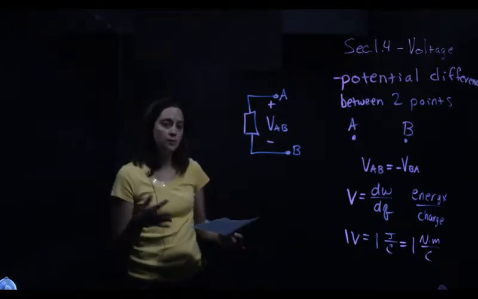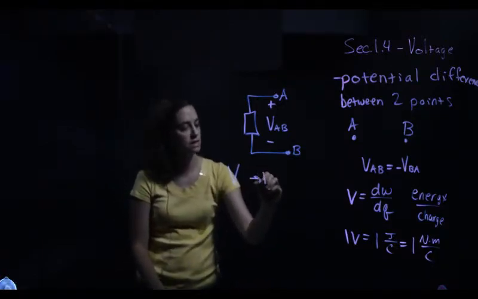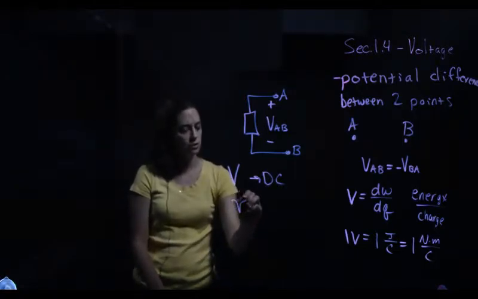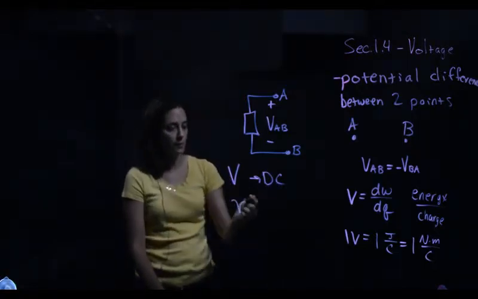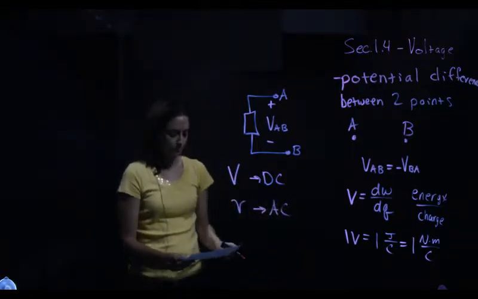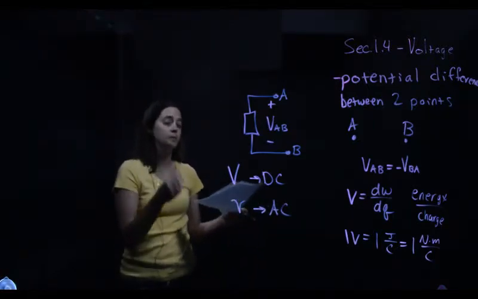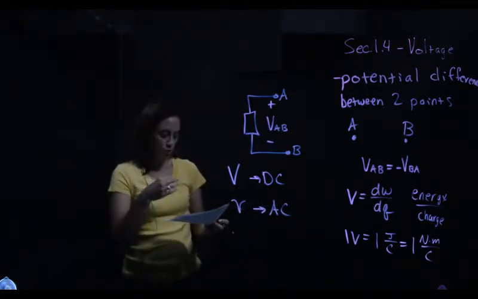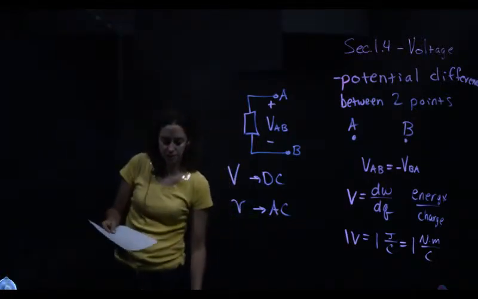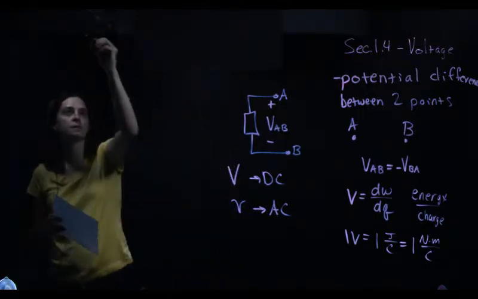Again, lowercase, capital case, we typically use a capital V for DC voltage, and we'll use a lowercase v, I usually draw mine like that, just so you can tell it from the capital V, for AC voltage. So that's really all that's in 1.4. The potential difference between 2 points is an important concept because you will use that later in circuits and in electronics if you take classes beyond circuits. Section 1.5 is on power and energy.